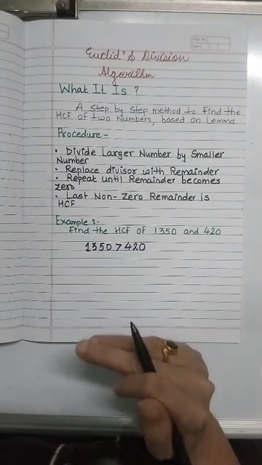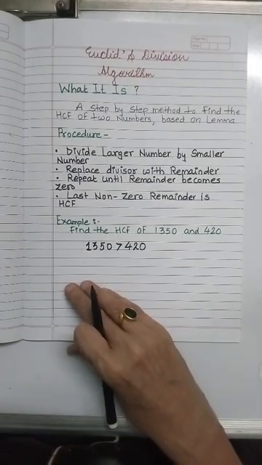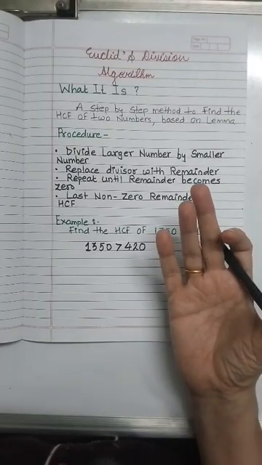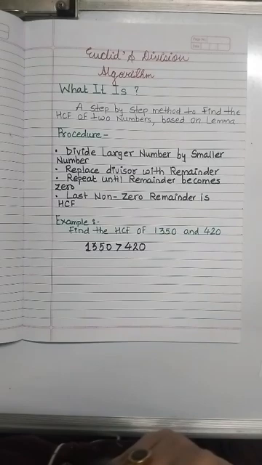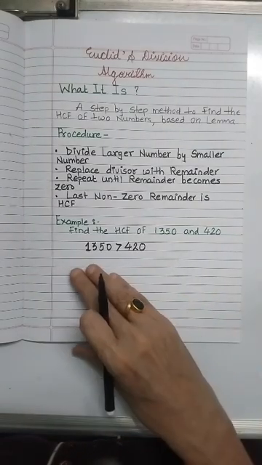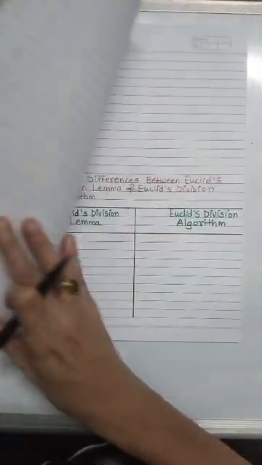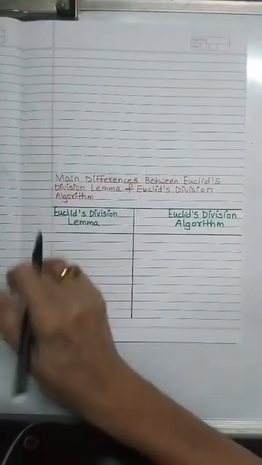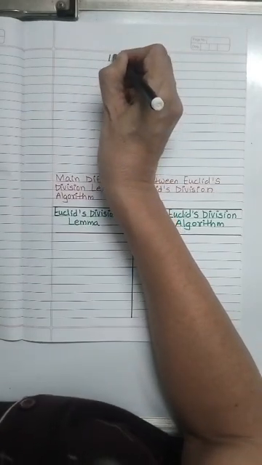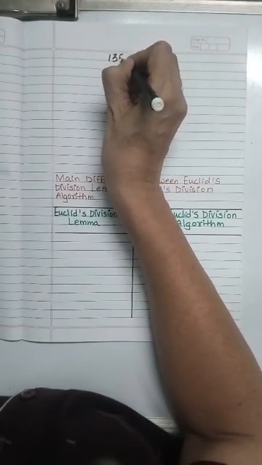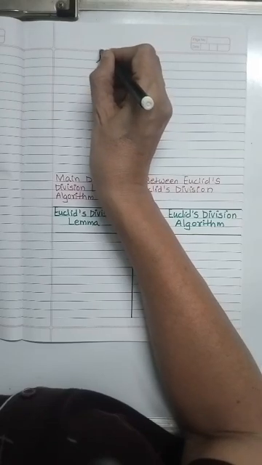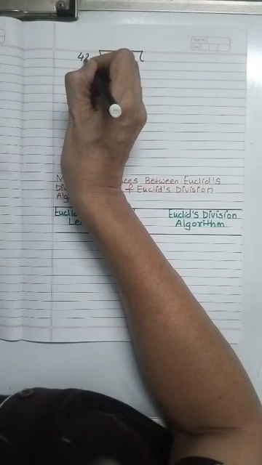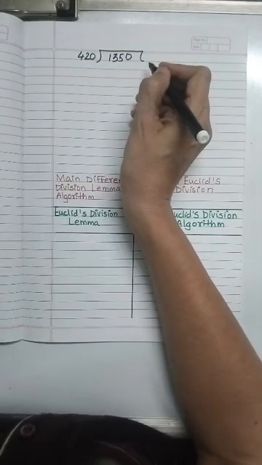In the second step we will replace the divisor with the remainder. That means the remainder of the first step becomes the divisor of the second step and we'll keep on repeating until we get the remainder 0. So let us start dividing. The dividend here is 1350, which is the greater number, and the divisor is 420, which is the smaller number.